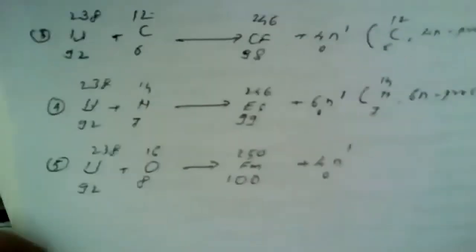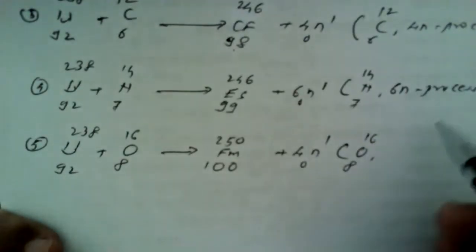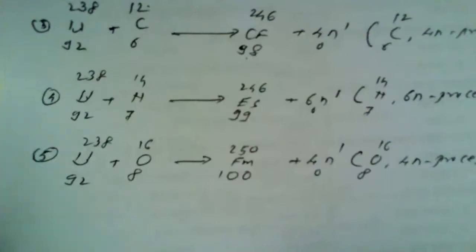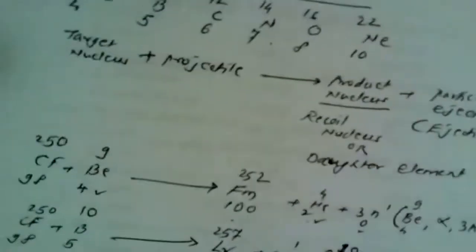In terms of notations, we can write this particular reaction with oxygen 16 8 as a projectile, and 4 neutrons are ejected, hence it is an oxygen 16 8, 4N process. Then the last reaction for this heavy ion bombardment method is with neon 10 22. So neon 10 22 with the same target nucleus, that is the uranium 238 92 nucleus, plus neon 10 22, which gives again 4 neutrons ejected.